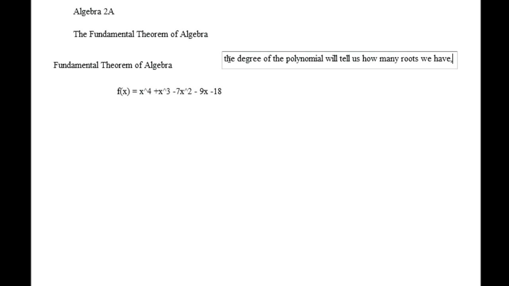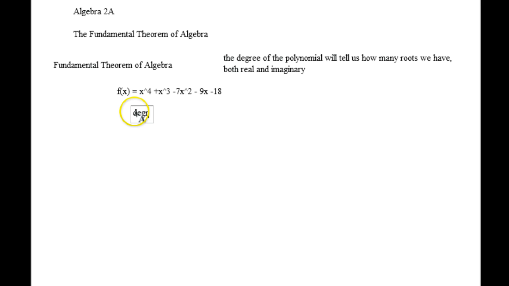All right, so the fundamental theorem of algebra will actually state how many possible answers we have, just by knowing the degree of the polynomial. The degree will tell us how many roots we have, both real and imaginary. So for example, this degree is 4, so that means I have 4 roots total.